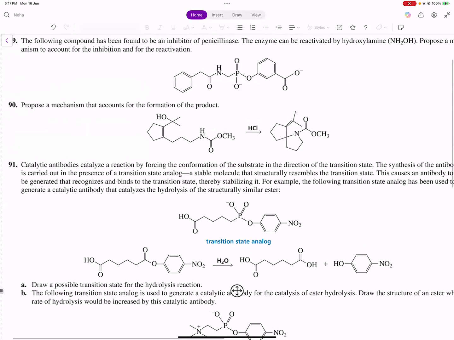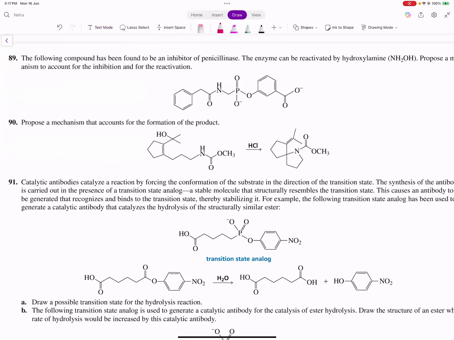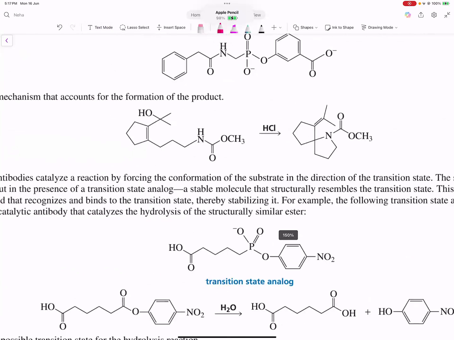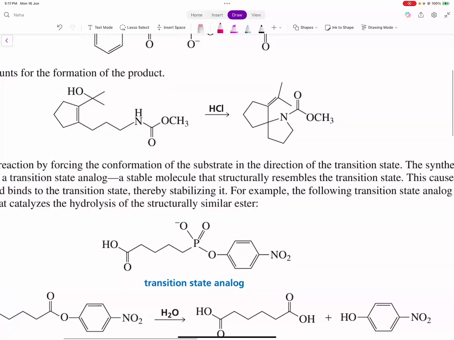Okay, one question let's do: propose a mechanism so that you get this. Try this and send it to me. This is the only question we are going to do, and then we are going to move to aldehyde and ketones.